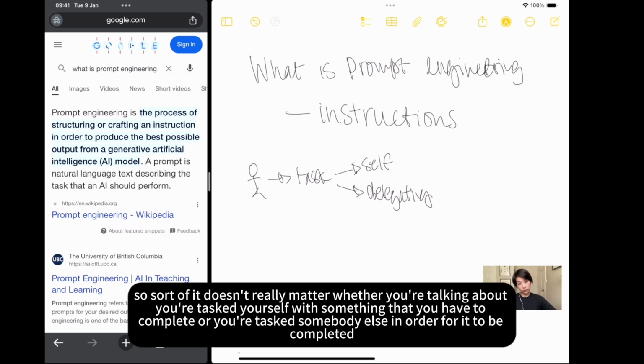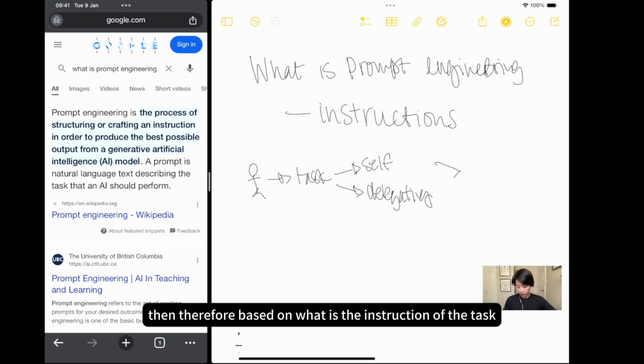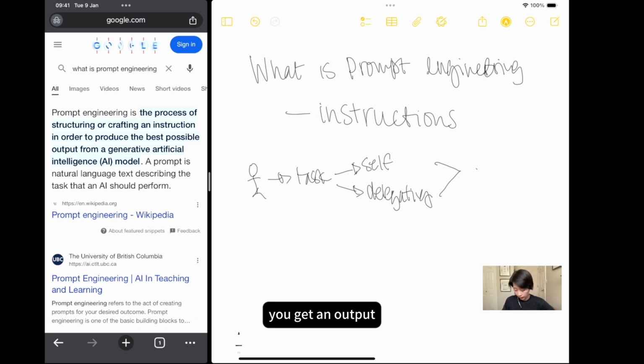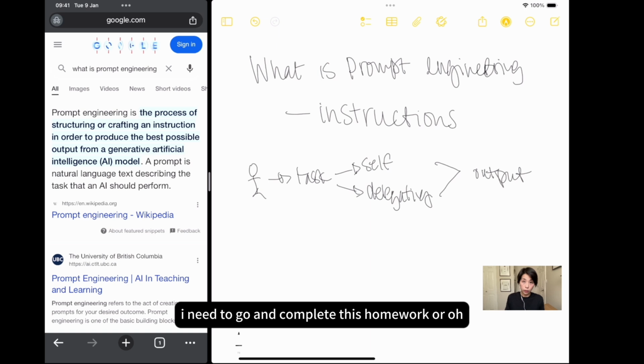It doesn't really matter whether you're tasking yourself with something that you have to complete or tasking somebody else in order for it to be completed. Based on the definition that these are a set of instructions in order for you to produce something, it is very similar: based on the instruction of the task, you get an output. You are probably quite familiar with doing something like this either way, because you're used to telling yourself, okay, I need to complete this homework, or, oh, I need to write a lesson.